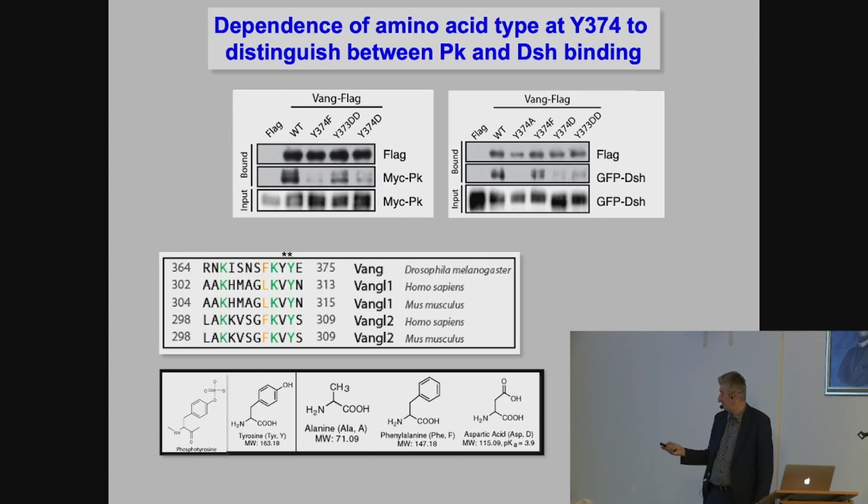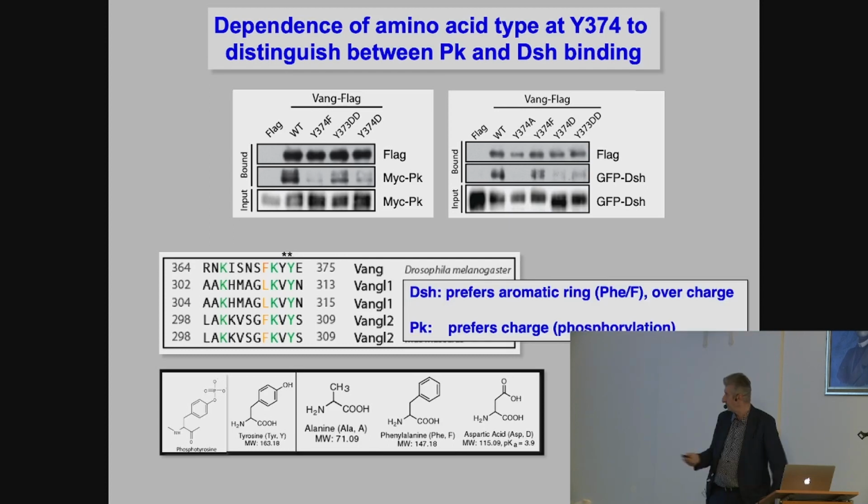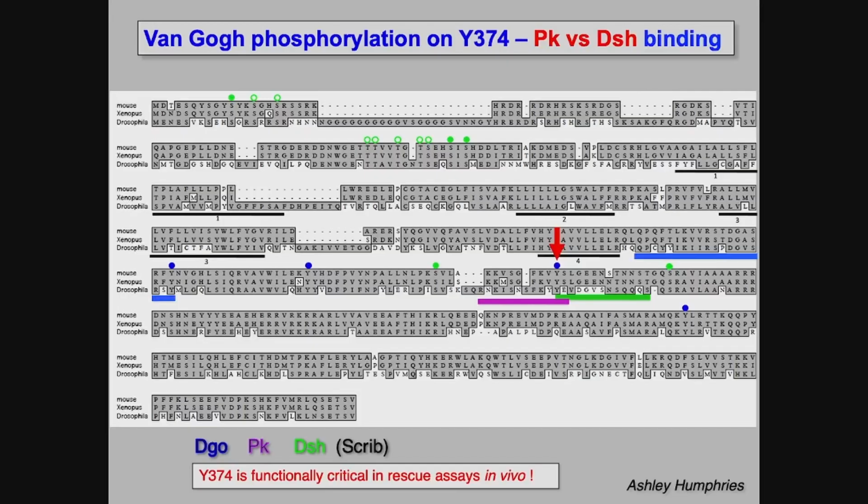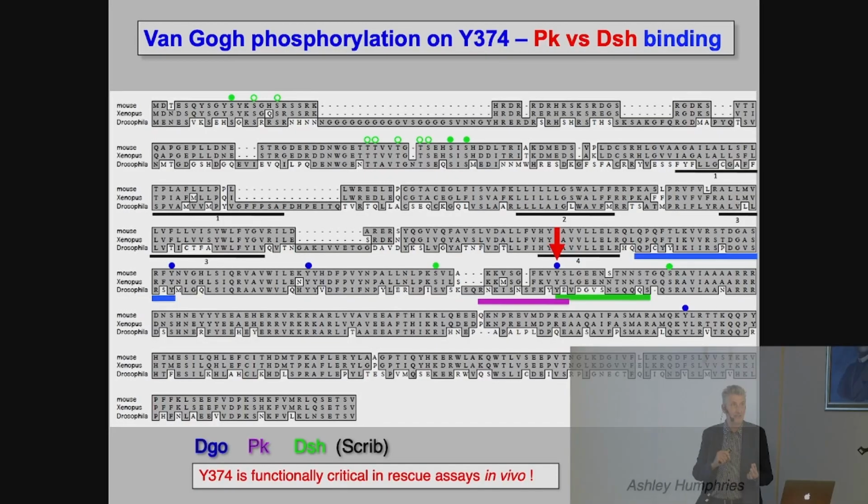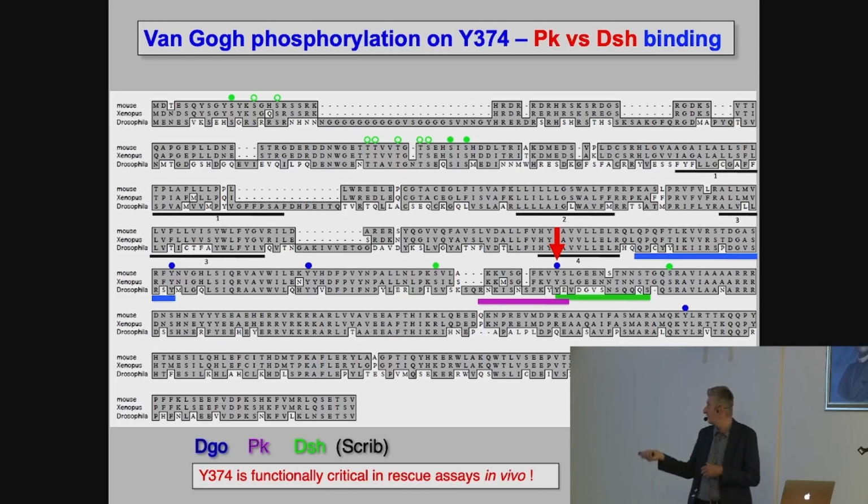So the simple conclusion here is that Dishevelled prefers the aromatic ring, phenylalanine, over charge, and Prickle prefers charge, which basically means whenever this is phosphorylated, Prickle will be preferentially binding, and this reflects the stable formation of the complexes. And when it's not phosphorylated, Dishevelled will be binding, which will be the unstable formation of complexes before it's resolved. So obviously, what's the kinase?